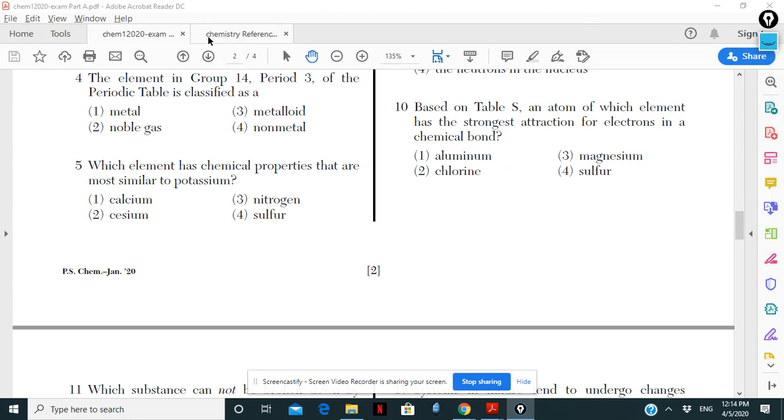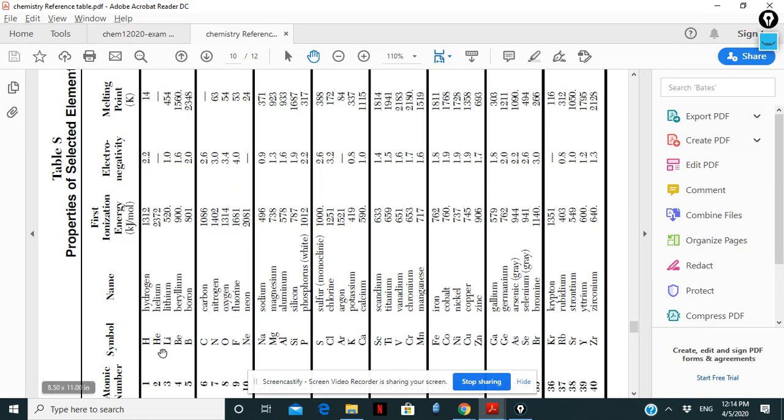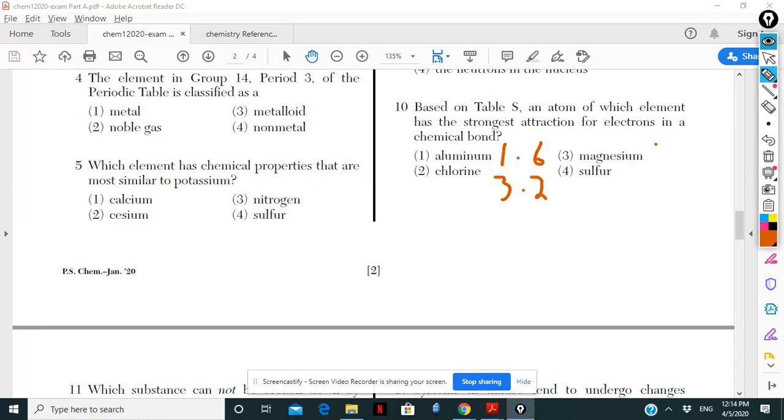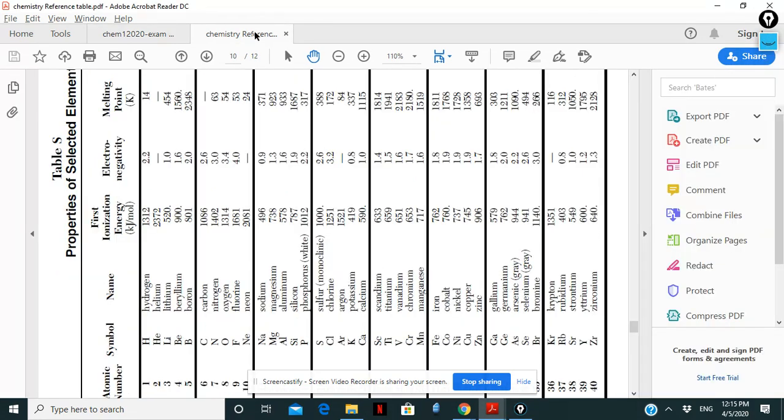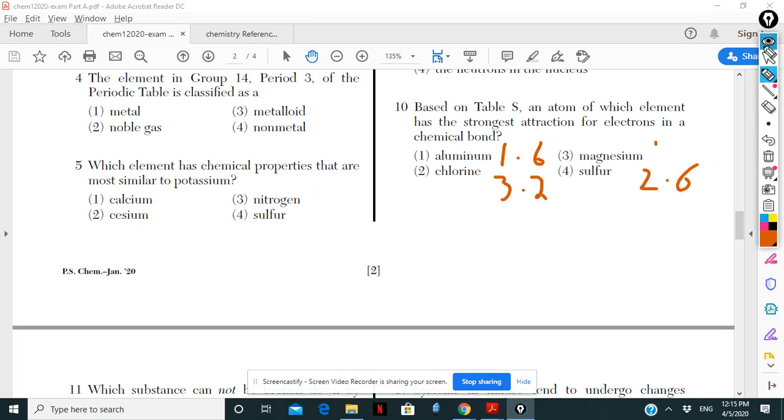I'm looking for sulfur. Sulfur is 2.6. Sorry, 2.6. And the last one, magnesium, Mg, is 1.3. Now, the strongest attraction force means the strongest electronegativity. So the answer is obviously chlorine.